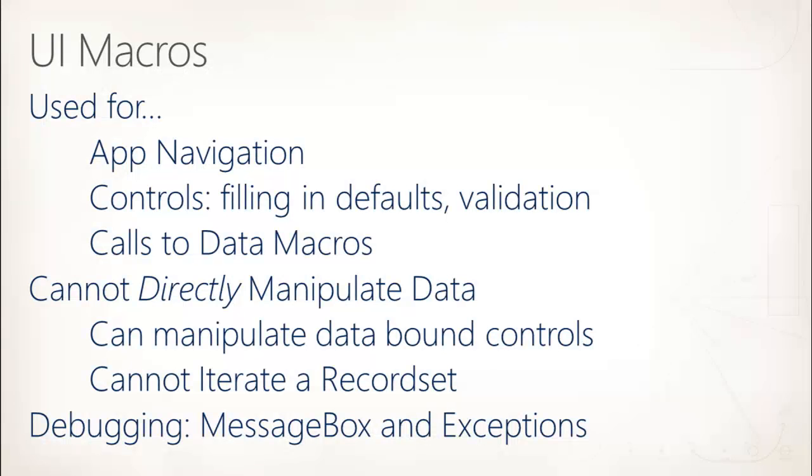A UI macro is something that is used for things like app navigation. It's used for filling in values in a control or checking that the data in that control is valid. UI macros can make calls to data macros, but they cannot directly manipulate data. They can indirectly manipulate data by manipulating a data-bound control. But a UI macro cannot, for example, iterate through a record set. And debugging is limited to a message box and exceptions. So UI macros really address a small number of scenarios.